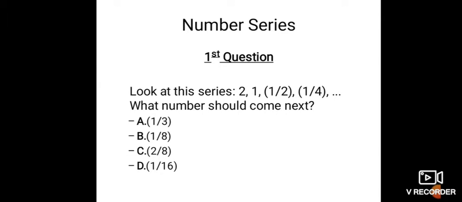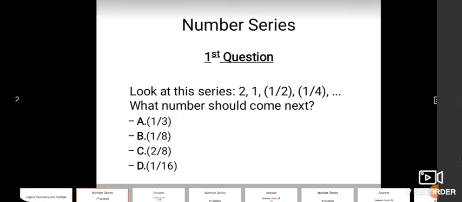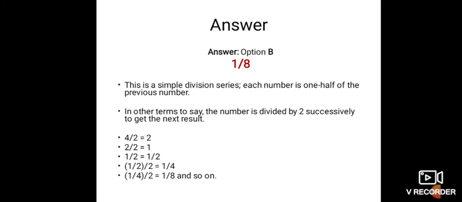The first question I have given you is, look at the series 2, 1, 1 by 2 and 1 by 4. What number should come next? Let's see the answer. The correct answer is option B, 1 by 8.